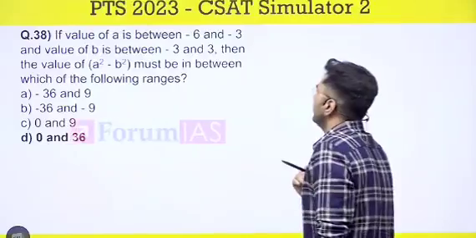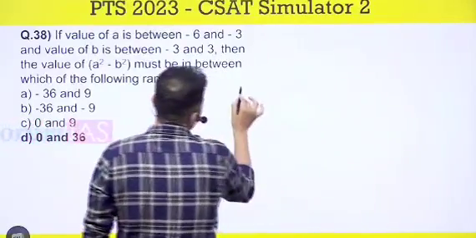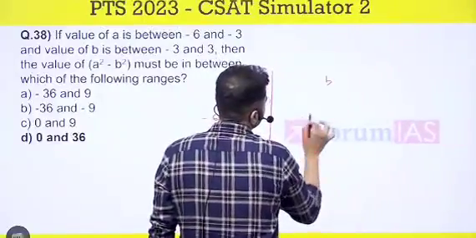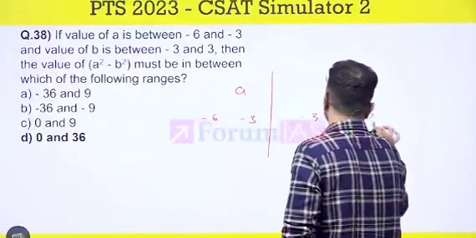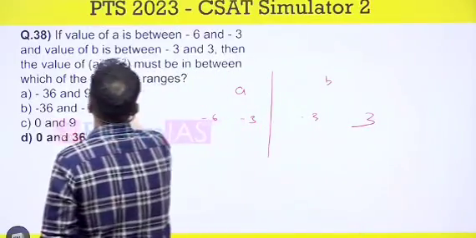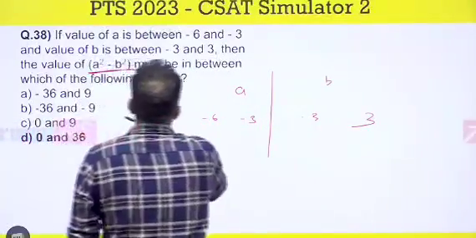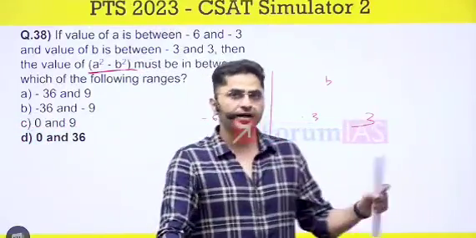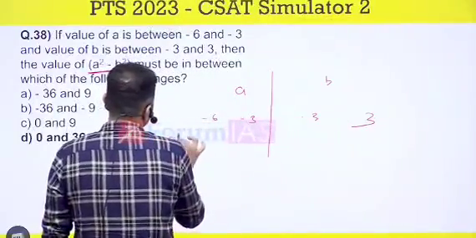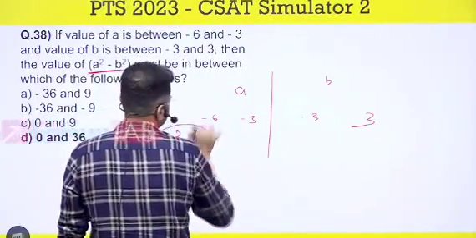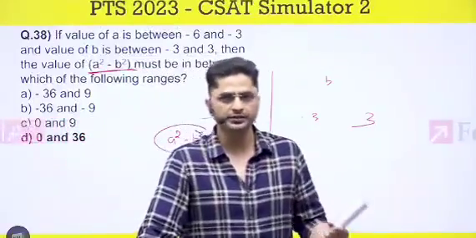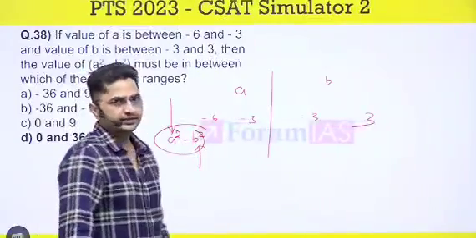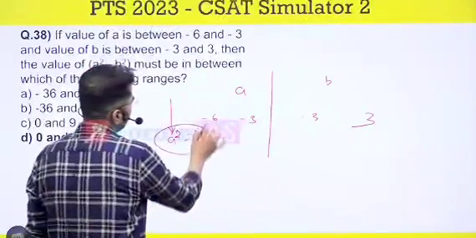Okay, 38. If the value of A is between, this is a good question. The value of A is between minus 6 and minus 3, and the value of B is between minus 3 and 3. And we are supposed to maximize, must be between the ranges. Fine. We have to find the minimum value and maximum value of A square minus B square. When we go for A square minus B square, remember the signs would not matter because we are squaring the individual numbers. So when will this be maximum? See, when A is maximum and B is minimum, that is when we will have the maximum value. So what is the maximum value A can attain?